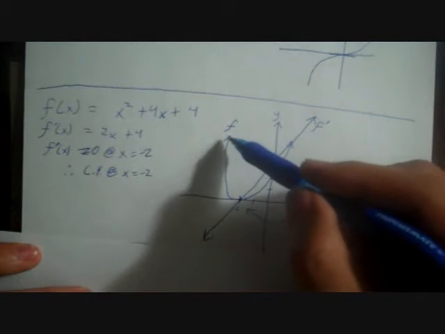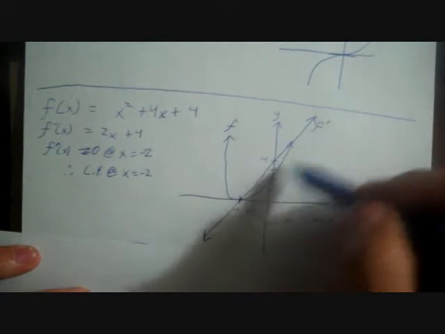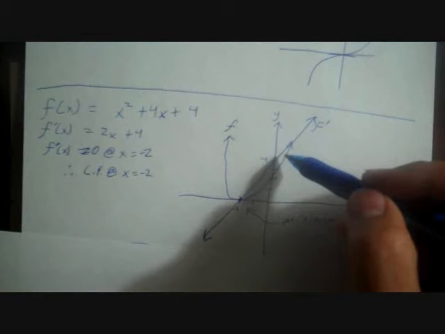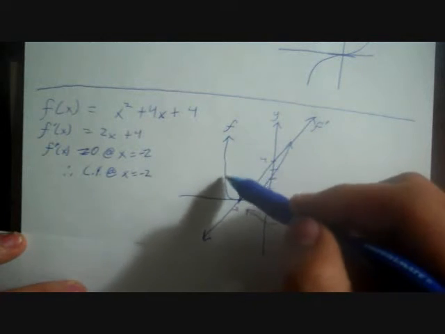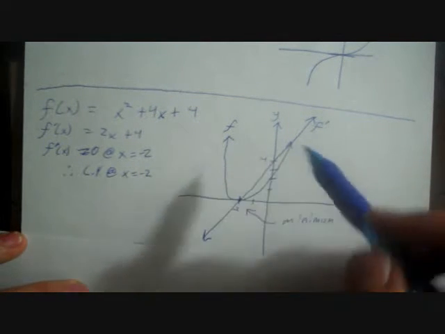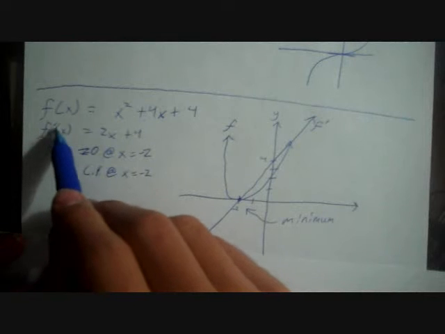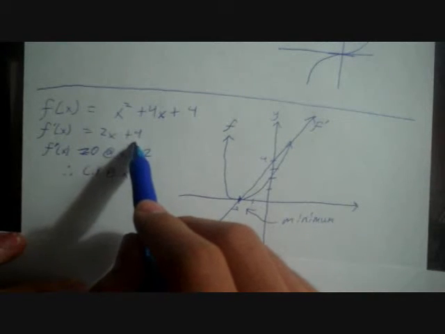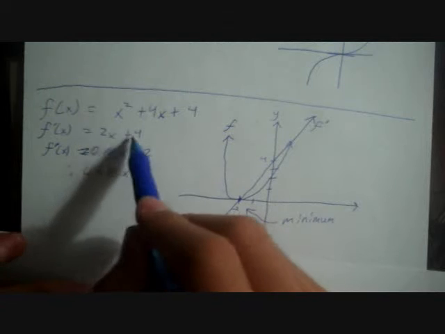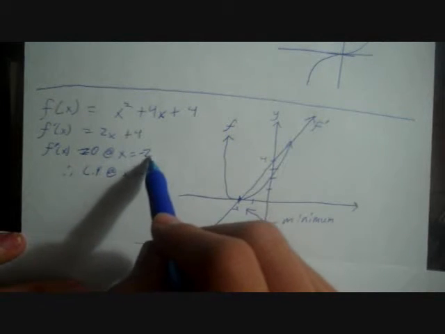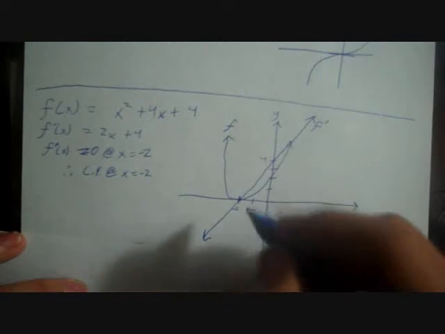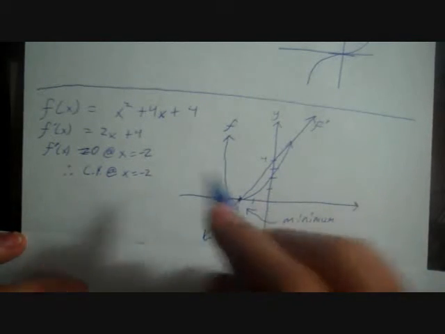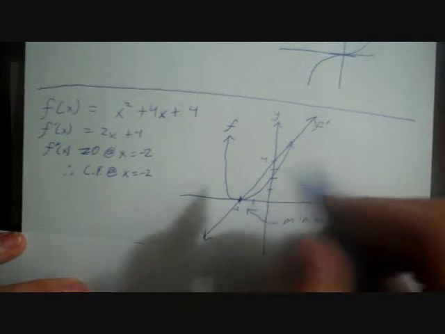Now, we know what it looks like, but say we didn't know, and we wanted to see what we could learn about this function based on what we know about its derivative. So we know its derivative, f prime of x, is 2x plus 4, and this is equal to 0 at x equals negative 2. Therefore, we have a critical point at x equals negative 2. And we know how to graph this line. It's just a straight line going up, passing through negative 2.